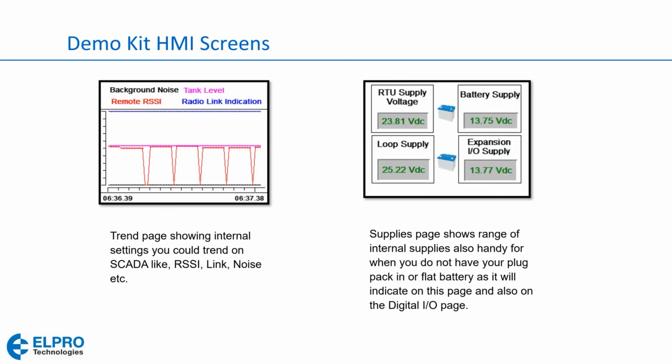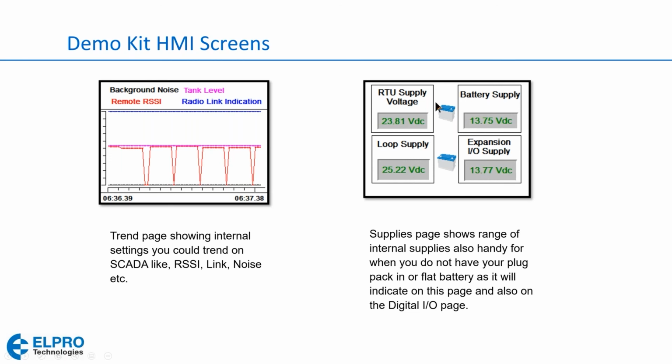Okay, the demo kit also has a couple of other screens here. You can do some trends. This just shows a 2-minute history, and it's a scrolling screen that shows you the past 2 minutes. And you can plot RSSI, radio link, background noise, etc. all on the same screen there. We also have a screen labeled supplies.